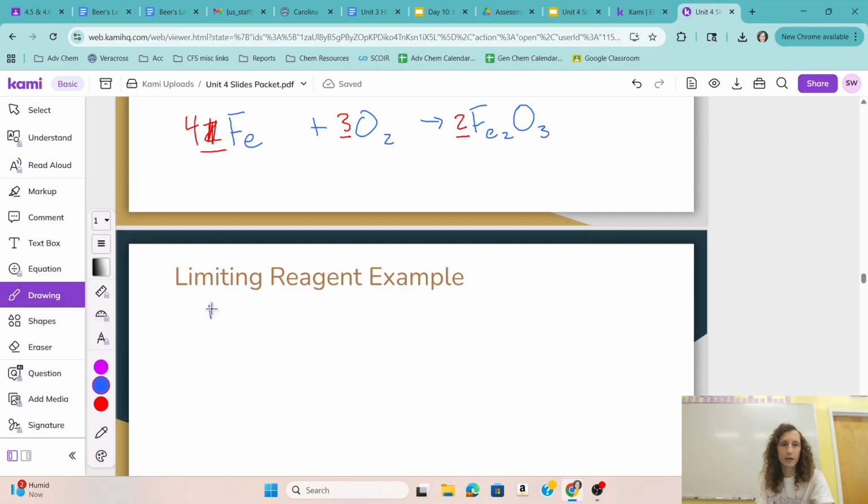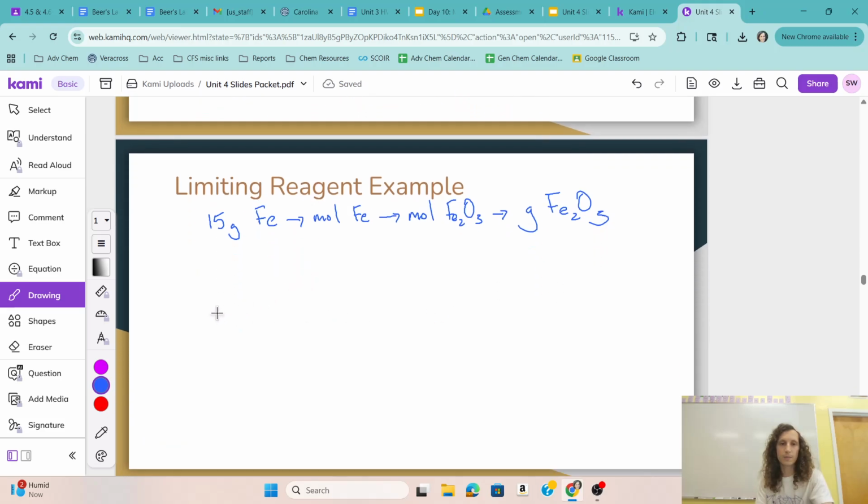So I'm going to say, okay, 15 grams of iron, and I want to see how many grams of rust that makes. To do that, first I need to get to moles of iron using the molar mass of iron. And then from there, I'll go to the moles of rust, iron oxide. And then using the molar mass of iron oxide, I can find the grams of iron oxide. Okay, so that'll be our one pathway.